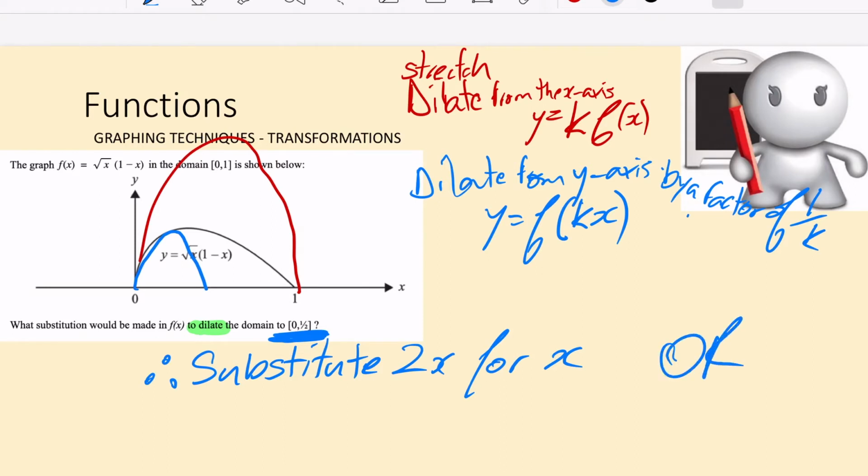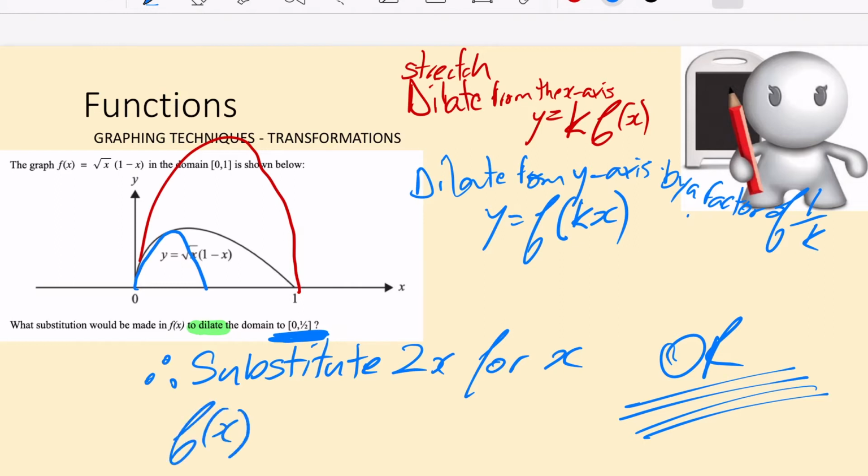Or you can give the equation of the new function, which is, instead of f of x equals the square root of x, it'll be now the square root of 2x, and instead of 1 minus x, it'll be 1 minus 2x.